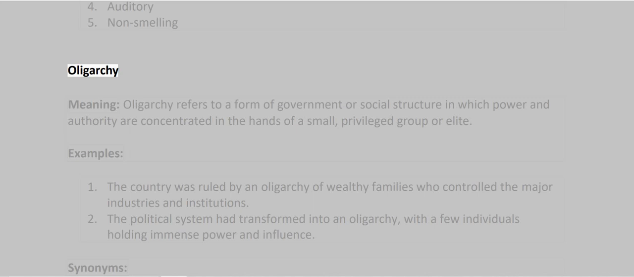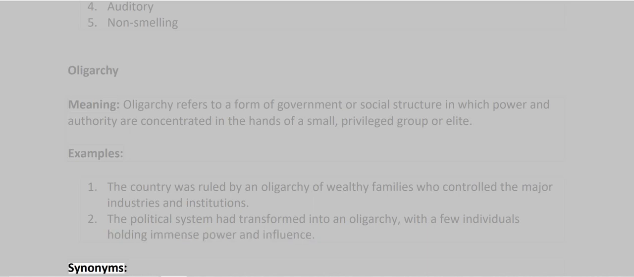Oligarchy. Meaning: oligarchy refers to a form of government or social structure in which power and authority are concentrated in the hands of a small, privileged group or elite. Examples: 1. The country was ruled by an oligarchy of wealthy families who controlled the major industries and institutions. 2. The political system had transformed into an oligarchy, with a few individuals holding immense power and influence.